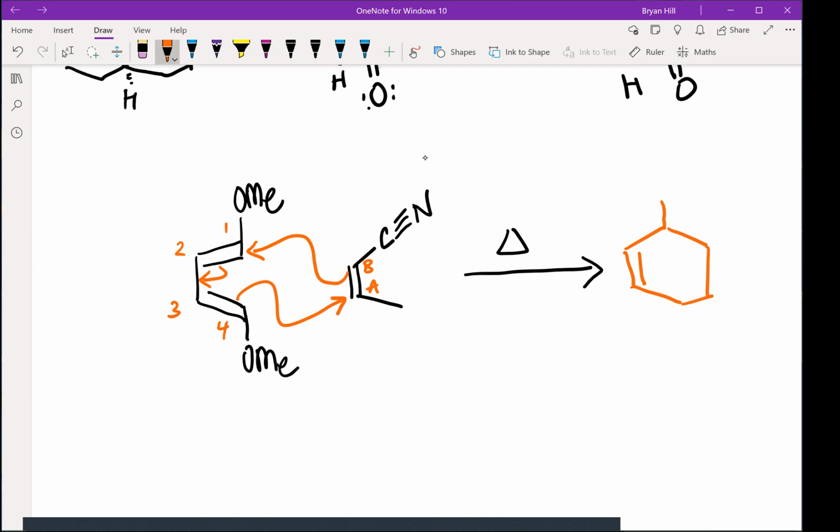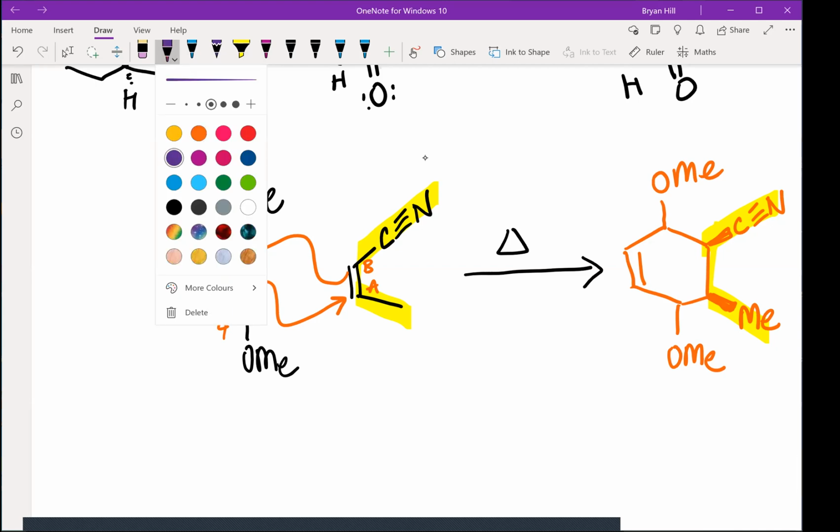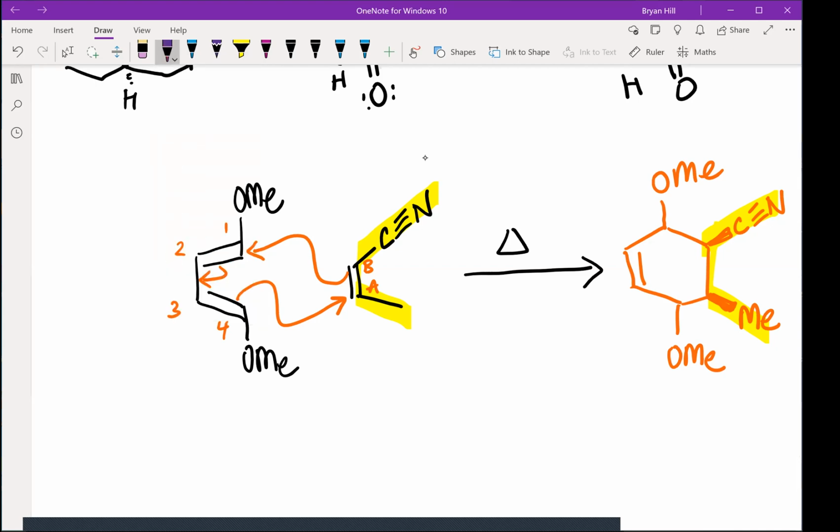Right now, we don't know the stereochemistry at positions 1 and 4. But we do know that A and B will be cis to one another, because this stereochemistry here is dictated by this stereochemistry here. So I've drawn them both up just for convenience. So the two transition states, the endo and the exo, are going to tell us, are the OMEs on the same side, or are they on the opposite side?